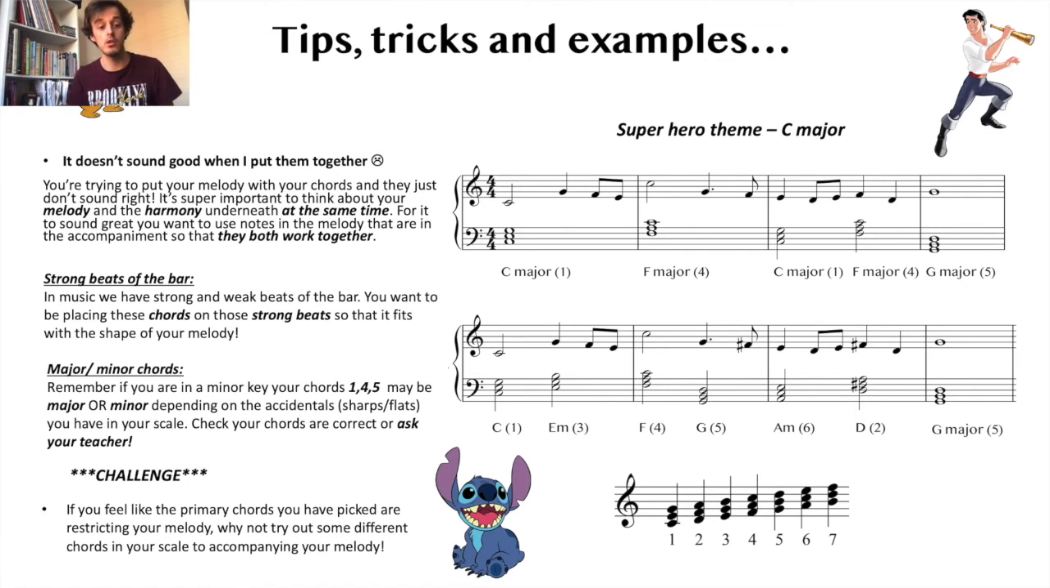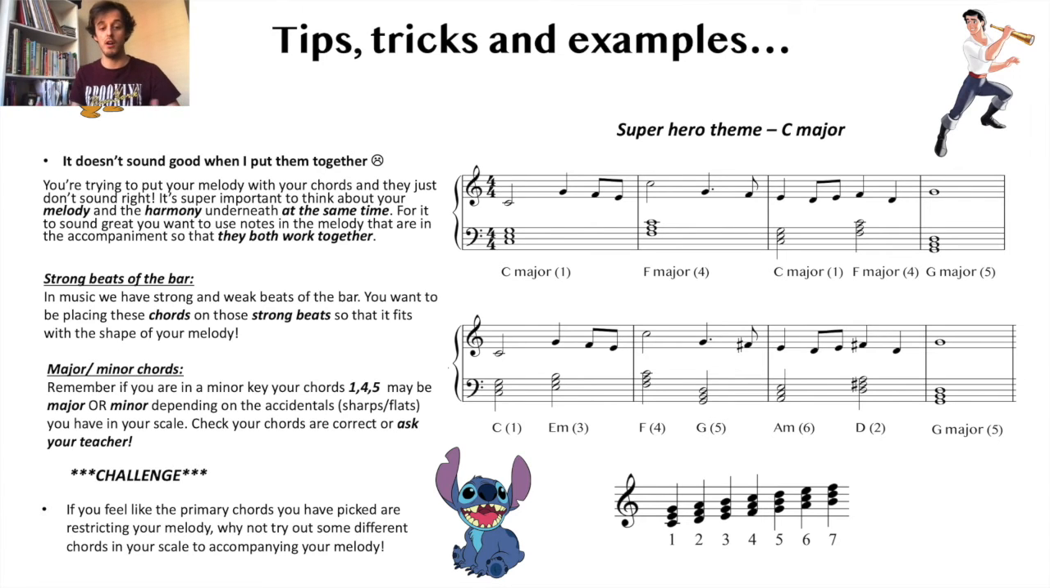Now, major and minor chords. Remember, if you are in a minor key, like I've already mentioned, chords 1, 4, and 5 may be major or minor, depending on the accidentals, your sharps or flats that you have in your key signature in your scale. So check your chords are correct, because that is very important for it to sound right. Or ask your teacher if chords 1, 4, and 5 are this, this, and this, and they might come back to you and say, oh, that's really good, but just make sure that you've got this flat or this sharp in here.